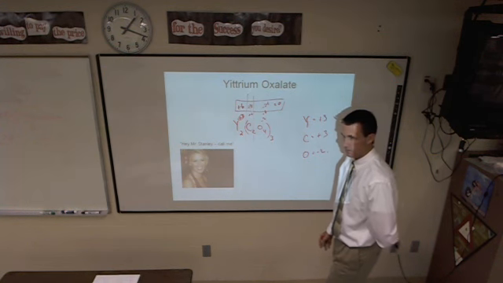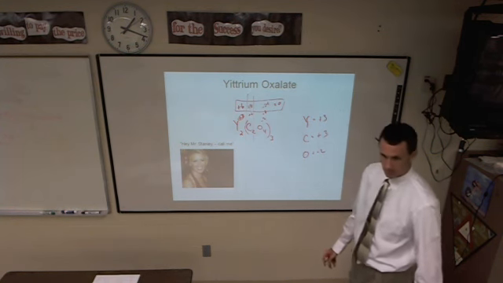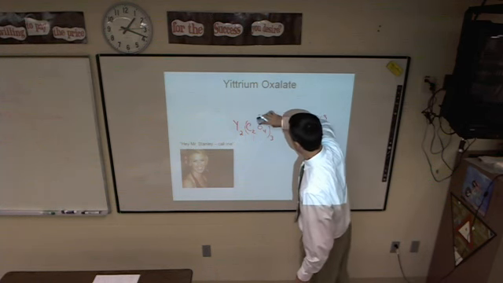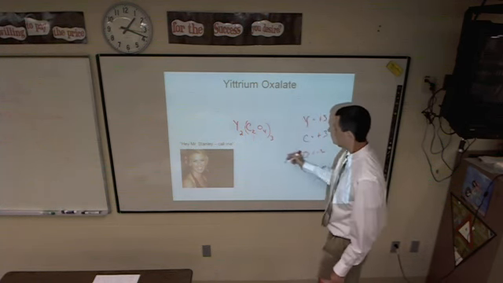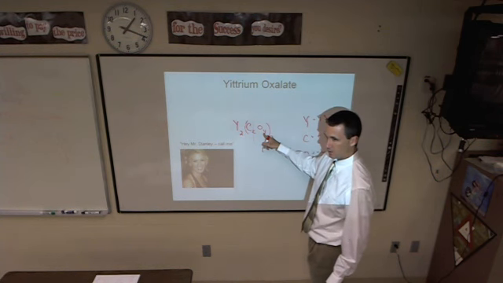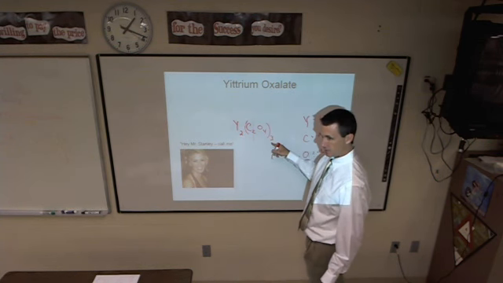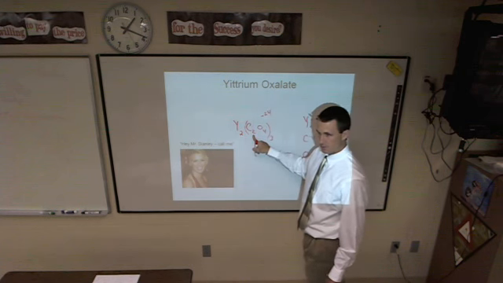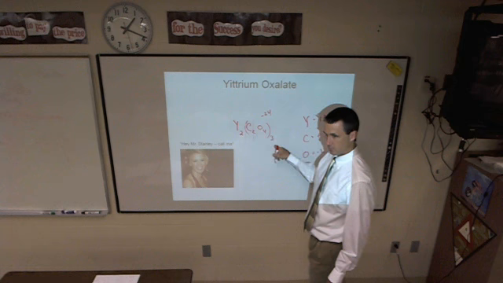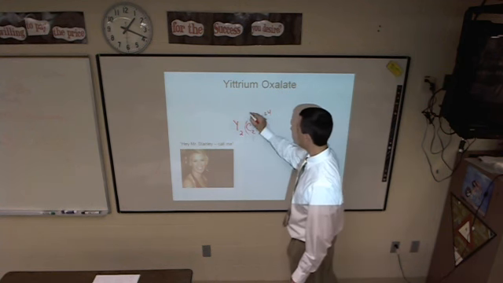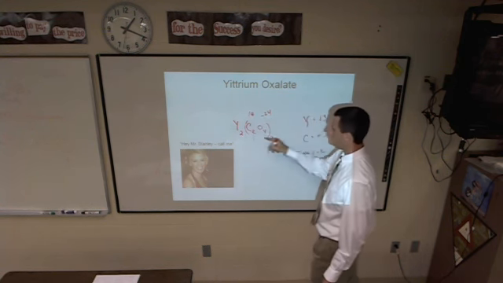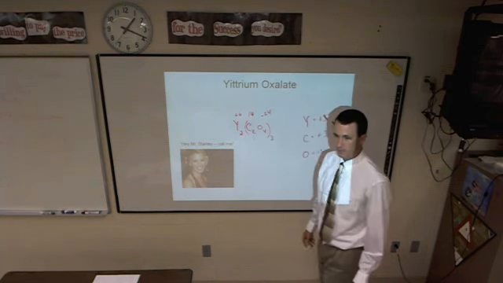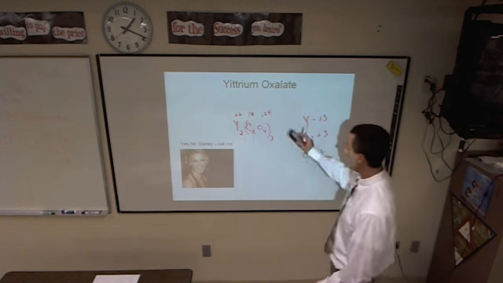How do you check your answers? You pick one. You could just put those numbers back in here and see if they equal 0. Oxygen is -2, so -2 times 4 is -8, times 3 is -24. Carbon is a +3, so +3 times 2 is 6, times 3 is 18. And yttrium is +3 times 2 is 6. Does that equal 0? There you go.